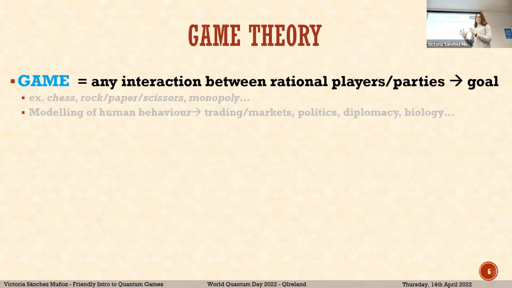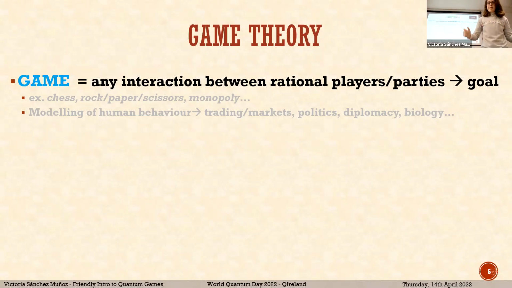But first, this is about games, so two lines about game theory. Game theory is just any interaction between players that want to achieve some goal. When you think of a game, you might think of chess, rock, paper, scissors, any games that you play for fun. But this also has an application in the real world. Not that it's not real, but it's useful to model human behavior. So game theory is used in trading, for markets, in politics, in diplomacy, in biology, and so on.